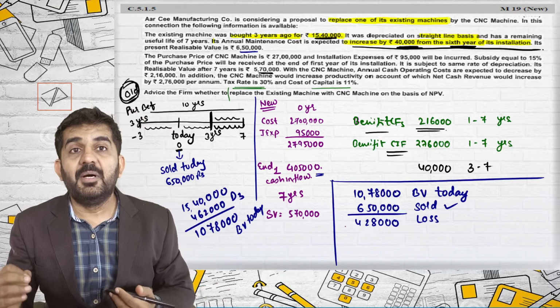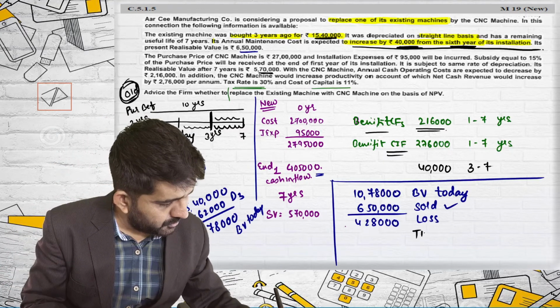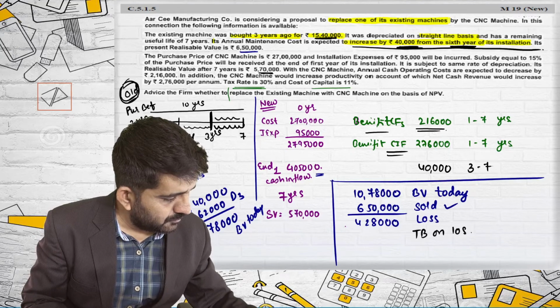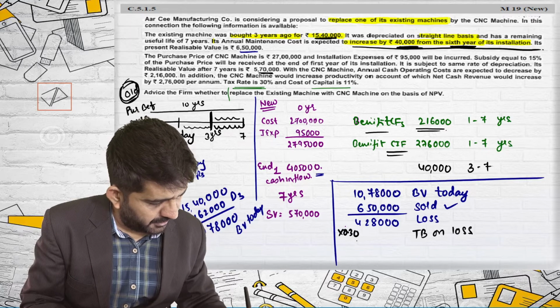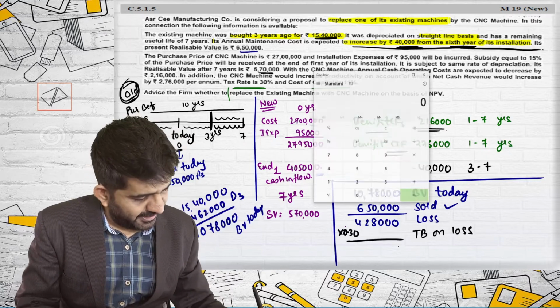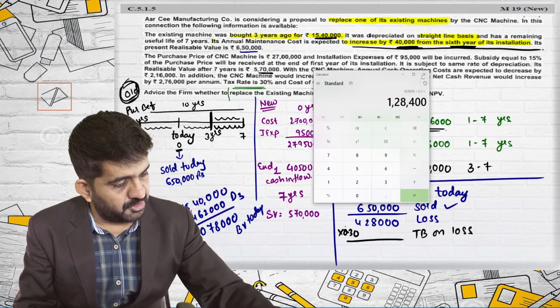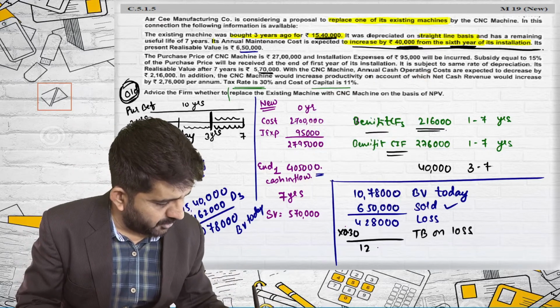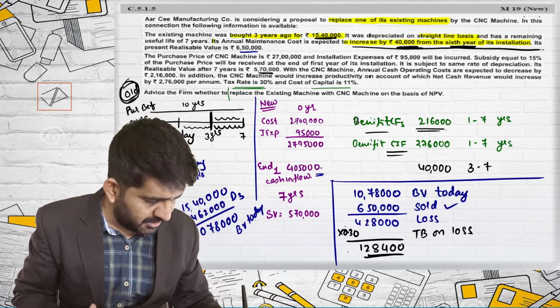Agreed. But if there is a loss, there will be a tax benefit on the loss, which will be 4,28,000 into 30%. So the tax benefit on loss is 4,28,000 into 30%, which is 1,28,400. And this I should consider.